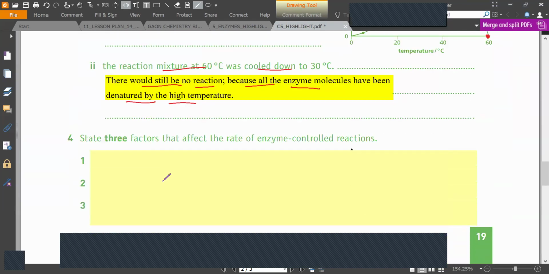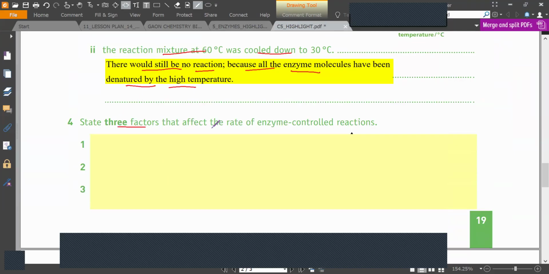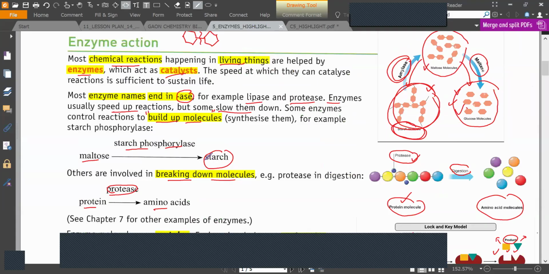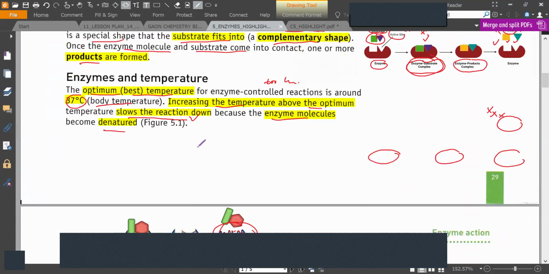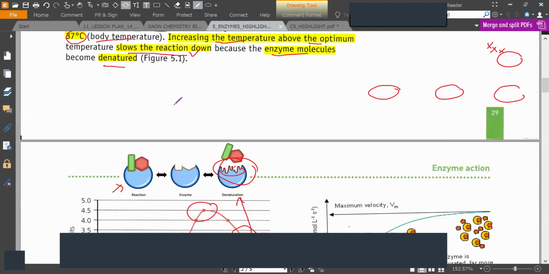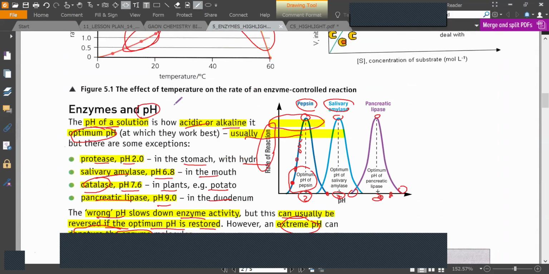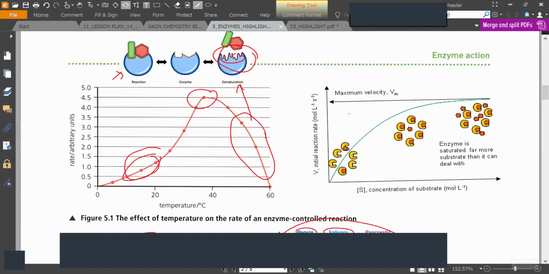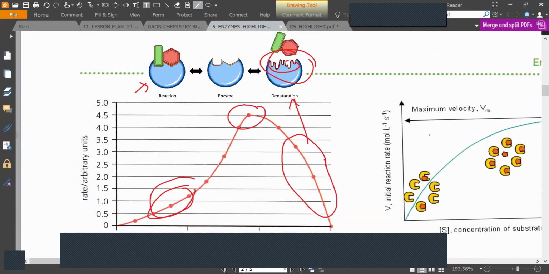Next, state three factors that affect the rate of enzyme controlled reaction. So we already know three factors. First one is the temperature. If we have different temperature, the rate of reaction will be different. And then different pH will also affect the rate of reaction. And then we also have one more, that I will mention now.